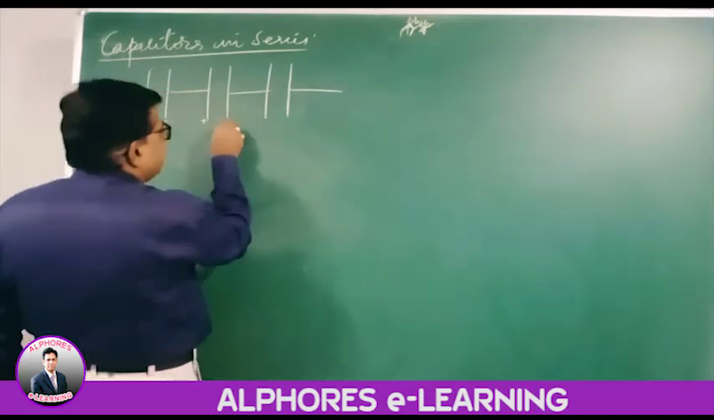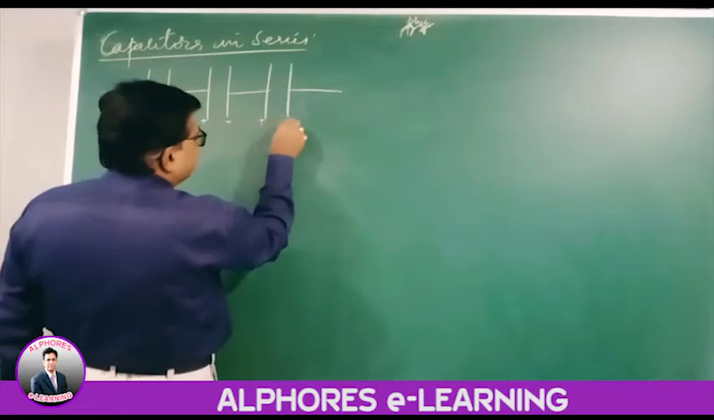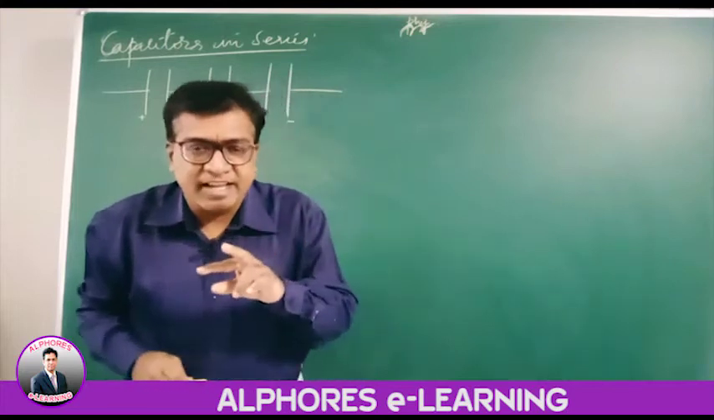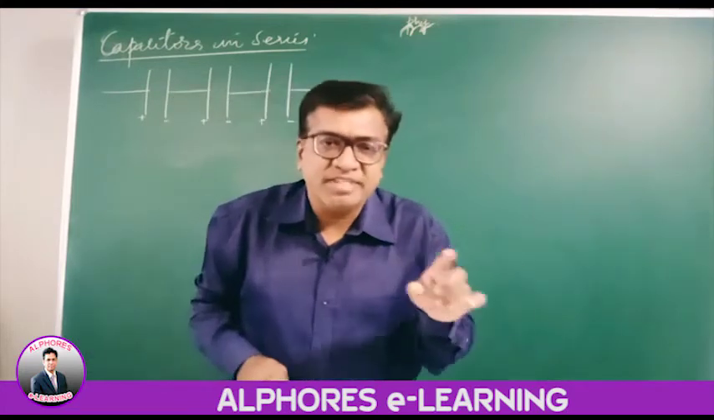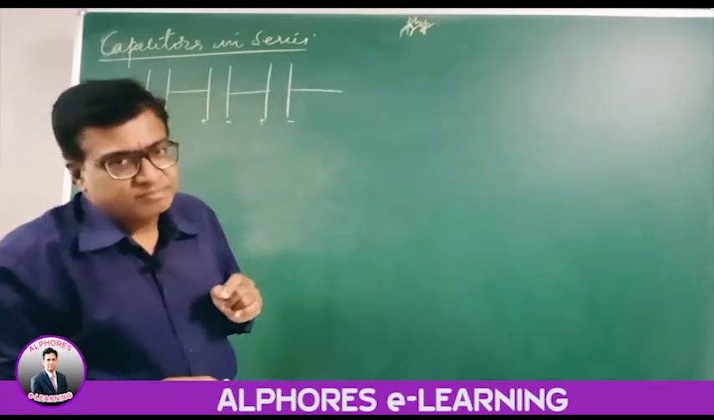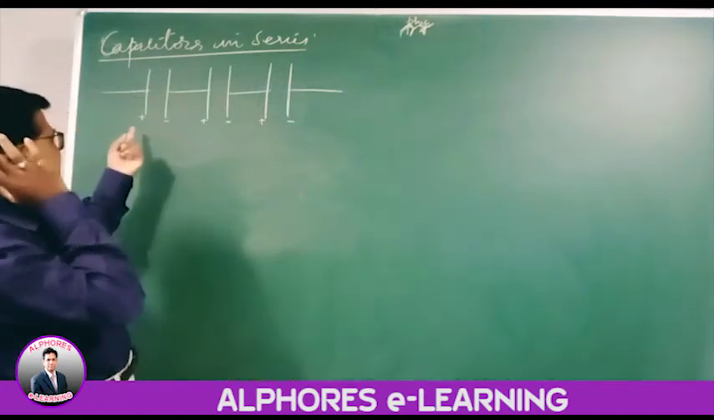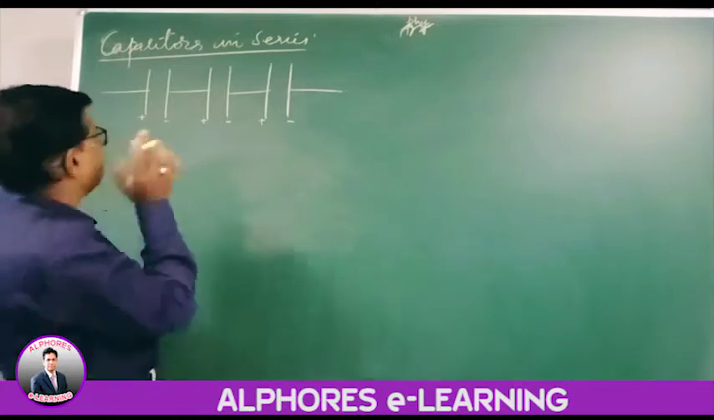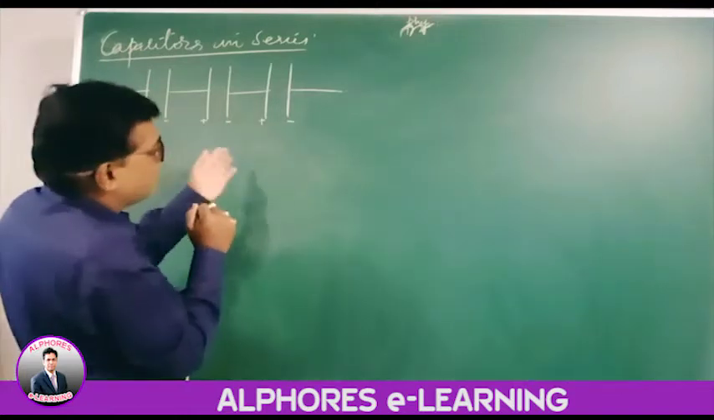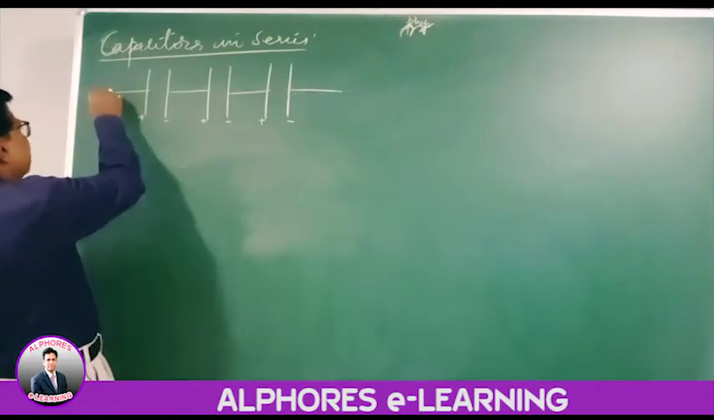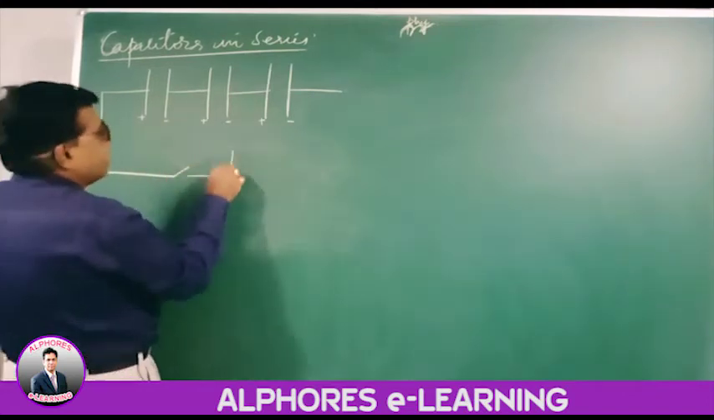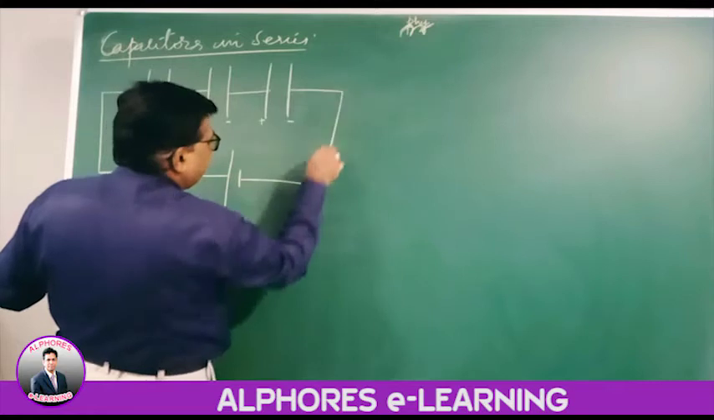Similarly, the negative terminal of the second is connected to the positive of the first, and so on and so forth. In series connection, the elements are connected such that the opposite terminals are joined. So one plate is connected to the other plate of the other device, and so on and so forth. Let these capacitors be connected to a source, a battery, with the help of a key.